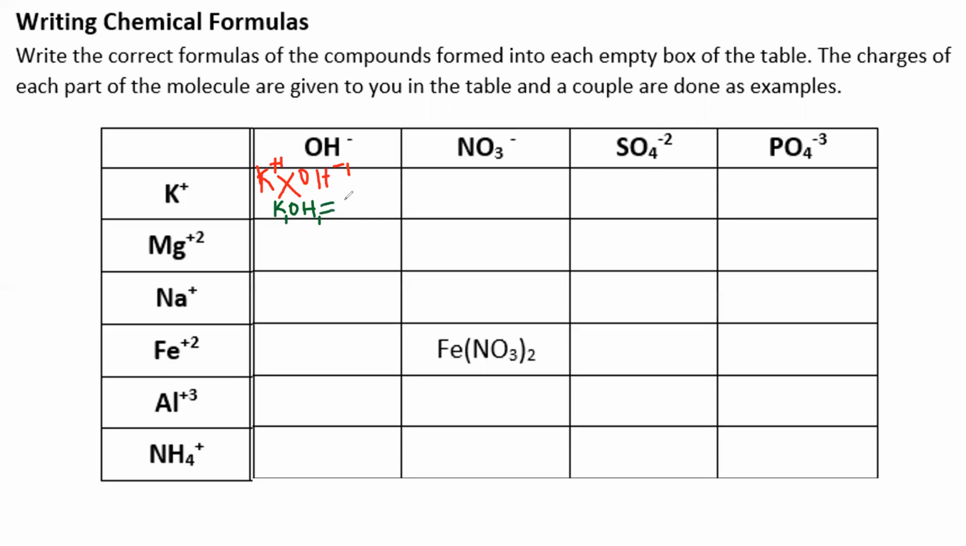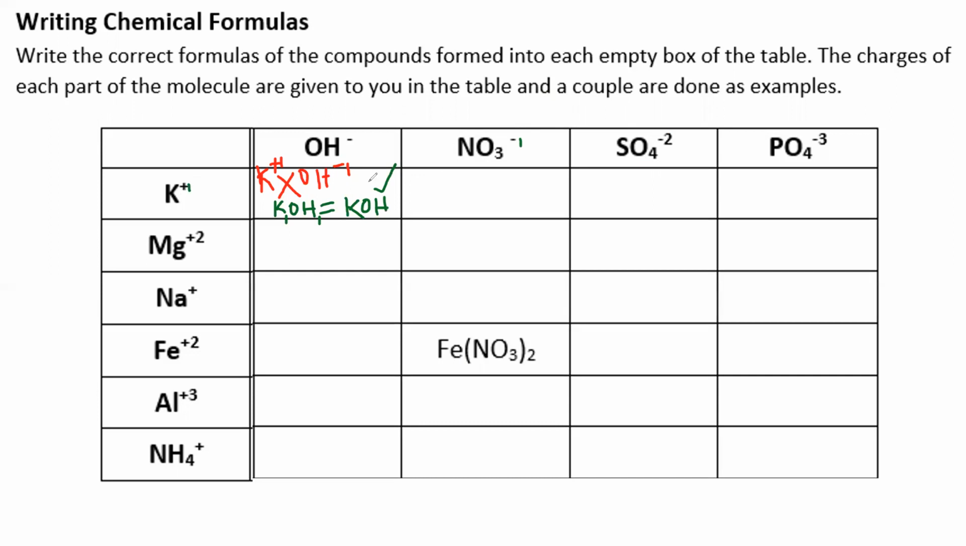K1OH1 is basically KOH, but we don't want you to write the 1 subscripts. And that's your correct answer. If we look at the next one, it'll be a similar process. It's going to be KNO3, again, because that's a +1 and that's a -1.